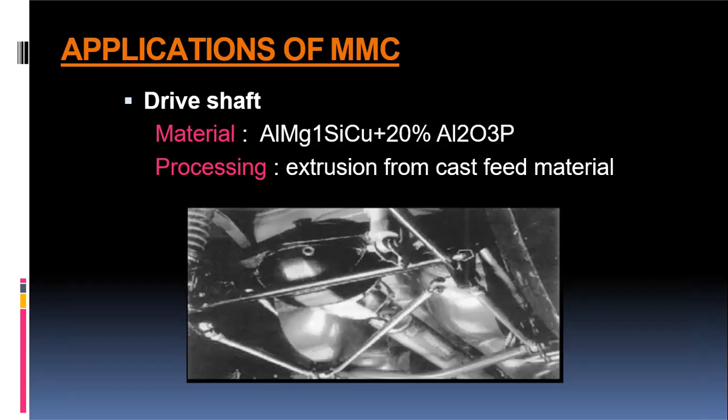And what are the different applications of MMC? They can be used in driven shaft materials, and the materials used in the driven shaft are aluminum, magnesium, silicon, copper, and 20% aluminum oxide. So that is 80% composition of aluminum, magnesium, silicon, and copper, and 20% is added as aluminum oxide. The processing technique used for driven shaft applications of MMC is extrusion from the cast feed material.